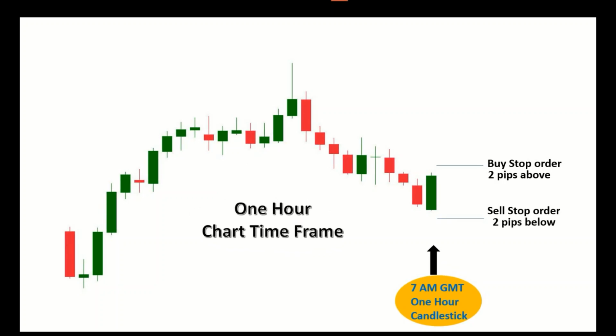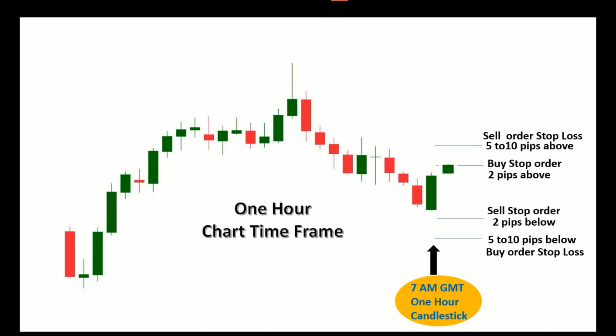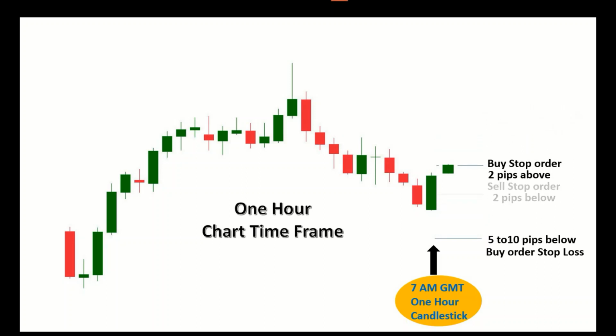For a buy order, place a stop loss approximately 5 to 10 pips below the low of the 7 a.m. GMT candlestick. And for a sell order, place a stop loss approximately 5 to 10 pips above the high of the 7 a.m. GMT candlestick. Price will move towards one of the orders, activating it. When one of the orders is executed, the other must be cancelled.